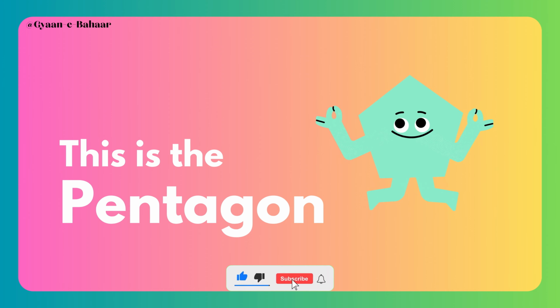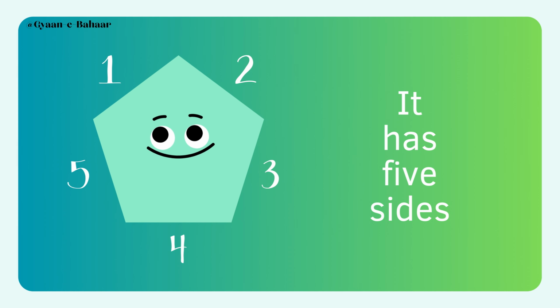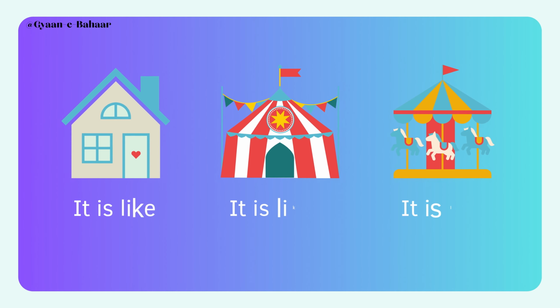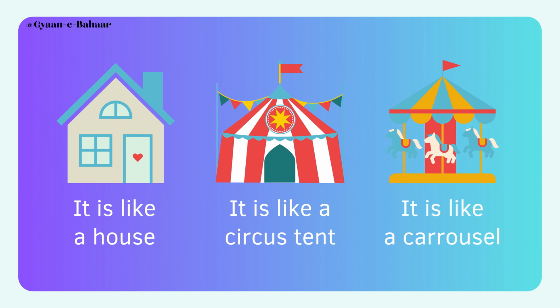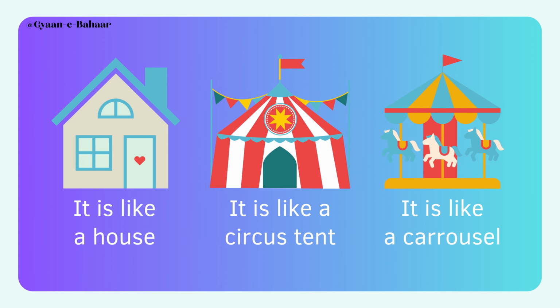This is the pentagon. It has 5 sides. It is like a house. It is like a circus tent. It is like a carousel.